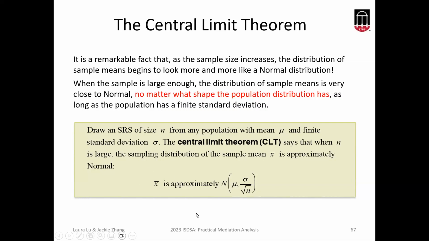This theory is called the central limit theorem. So X bar will be normally distributed, approximately, with the same mean as X, but the variance becomes smaller. The variance becomes sigma squared divided by the sample size.